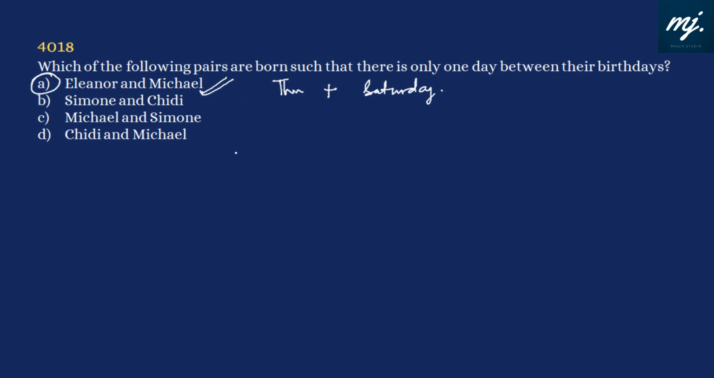Otherwise, Simon is Sunday and Chidi is Wednesday. The gap is more than one day. Michael Saturday, Simon Sunday, no gap at all. Chidi is on Wednesday and Michael is on Saturday, more than one day gap. Obviously, option A is the pick here.